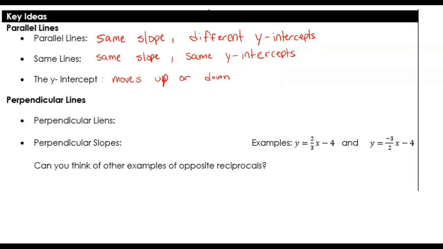So we also can talk about perpendicular lines. Perpendicular lines intersect at 90-degree angles. Okay? And to get that, we need a perpendicular slope. And remember, we've already talked about this. We kind of hinted at it in the last slide. Perpendicular slopes are opposite reciprocals. I'm going to give you a couple of examples here.